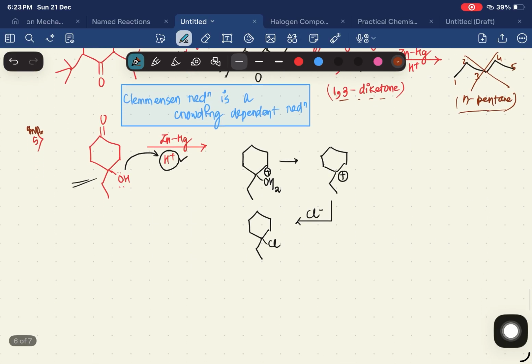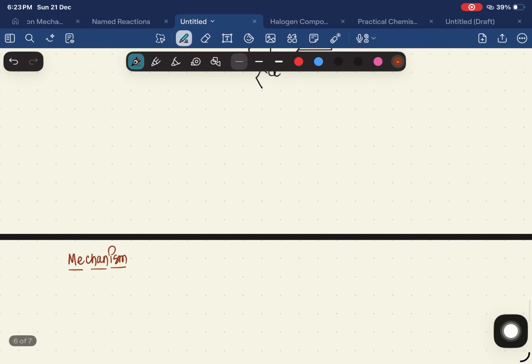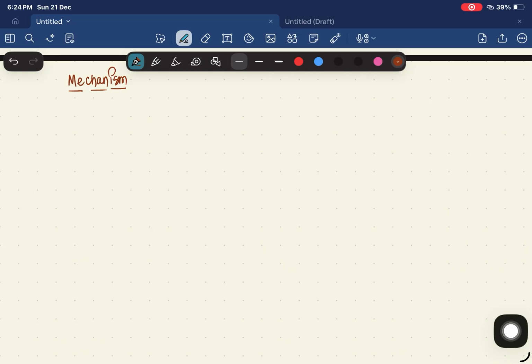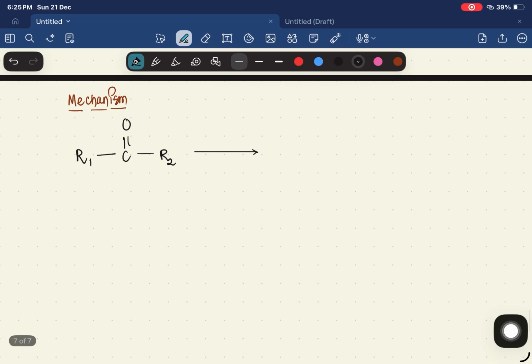So without any delay, let's go to the mechanism part of the Clemmensen reduction. So here we will take one aldehyde or ketone, whatever we want. Let us take R1 C double bond O, and here it is R2. Now this is called a ketone group. The function of the metal is just to oxidize. Zinc will be oxidized into zinc 2 plus and will liberate 2 electrons. Now this character of the 2 electrons is very, very important.